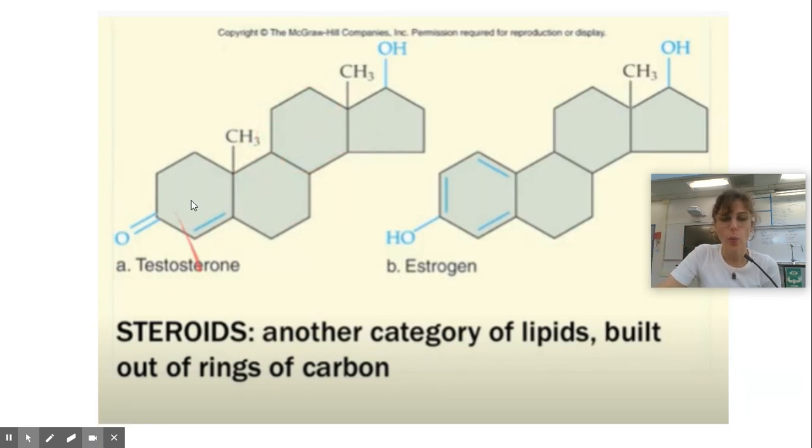When we see these steroids, we can immediately identify them because of their 4 carbon rings. 1, 2, 3, 4. 1, 2, 3, 4. The main difference between testosterone and estrogen is that we have the same CH3 groups here, but in testosterone we have this extra double bonded oxygen that you don't have in estrogen. In estrogen, you have this OH group. And these blue lines just mean double bonds of carbon.